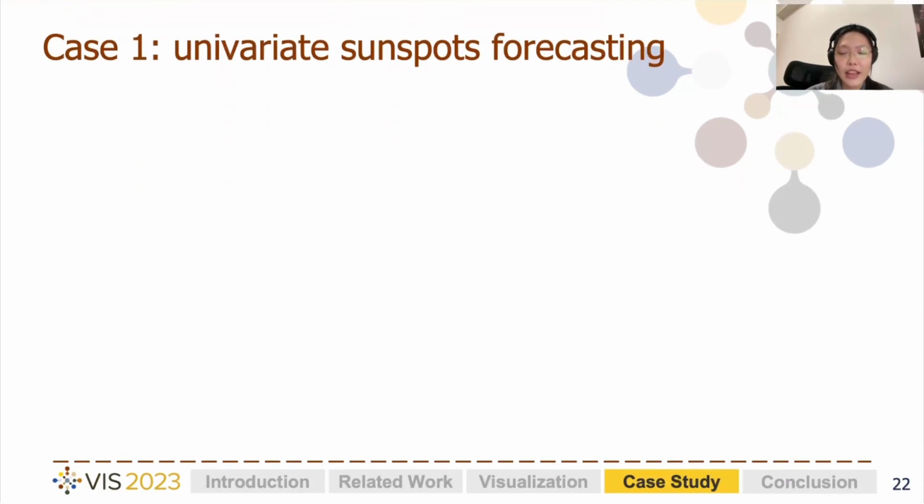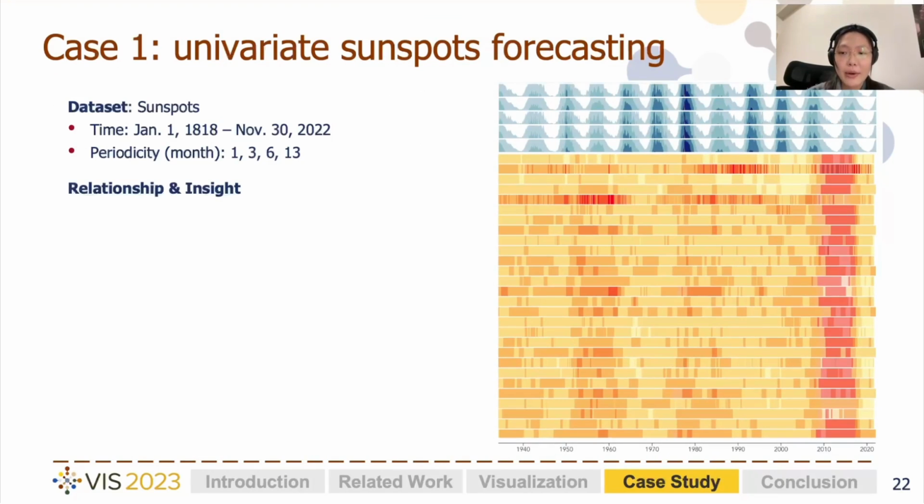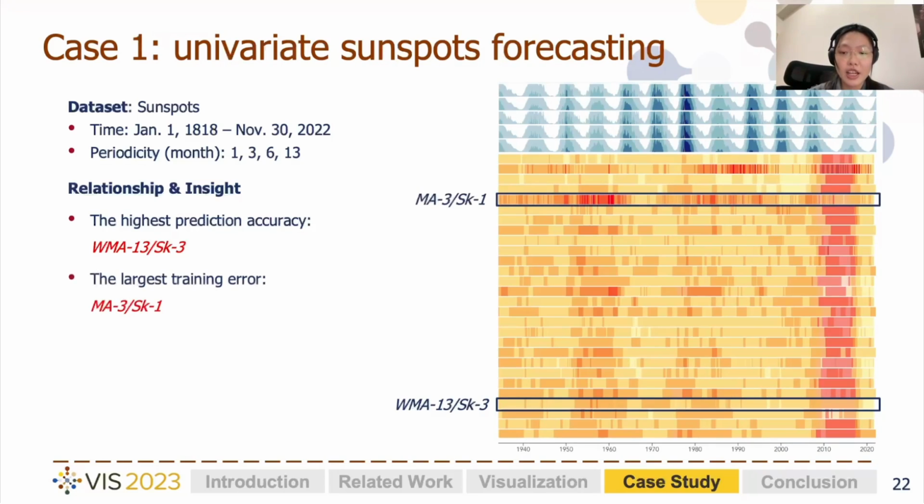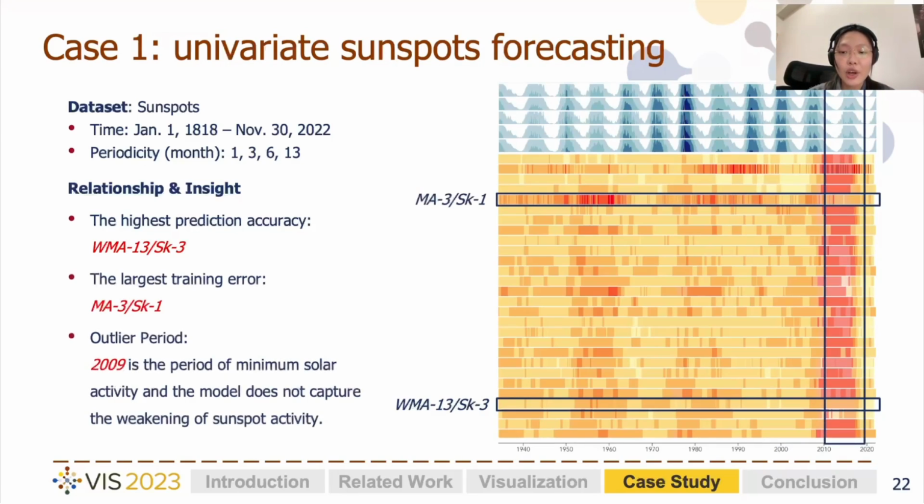In the first case, the univariate sunspots forecasting, we notice that the periodicity of the sunspot dataset consists of 1 month, 3 months, half a year, and 13 months. So we choose the smoothing method based on these 4 parameters and set these 4 parameters as the skip length. From the overview in profile view or strips in representation view, we identify the representation WMA13 skip 3 achieves the highest prediction accuracy, and the representation MA3 skip 1 has the largest training error. Besides, we notice that almost all representations have large slice errors between 2009 and 2018 because 2009 is a period of minimum solar activity and the model does not capture the weakness of sunspot activity.